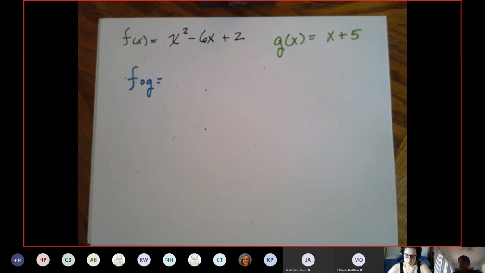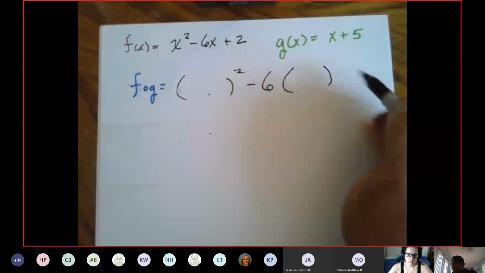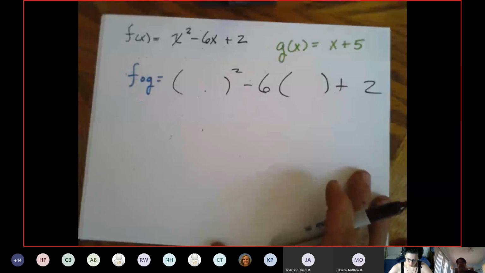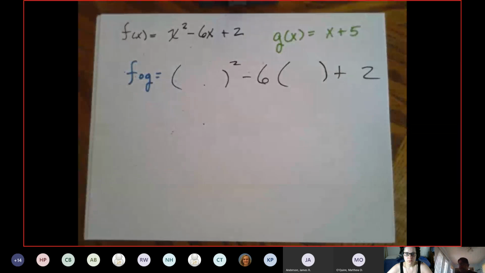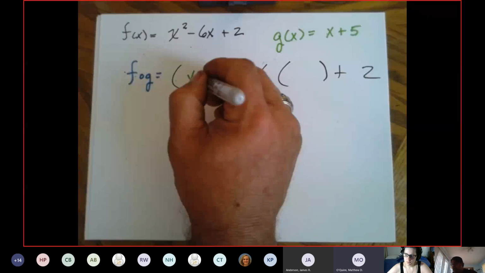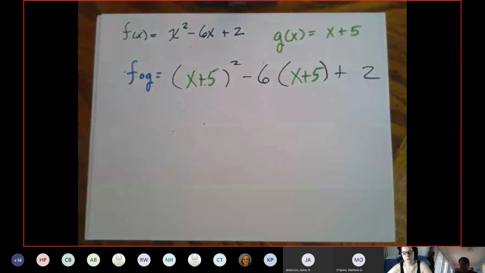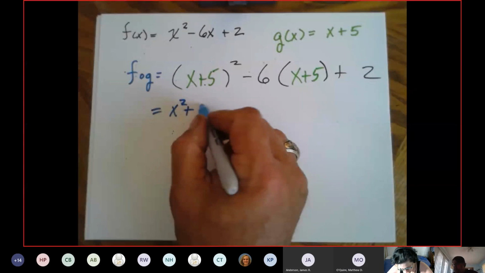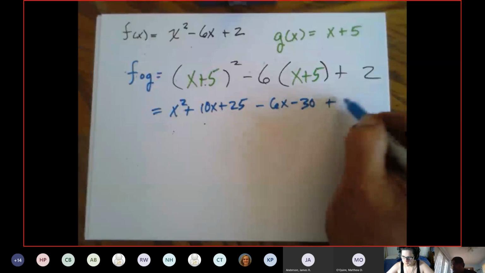Okay, so I'm going to rewrite f of x using a big set of what? Now, I am exaggerating, but the reason I'm exaggerating is hopefully you'll remember that that's what you do. Draw a big set of parentheses. And now we plug in x plus 5. Oh my God, we got shortcut number 1. Might as well quit, because that's what I don't want you to learn. So that's going to be x squared plus 10x plus 25 minus 6x minus 30 plus 2.